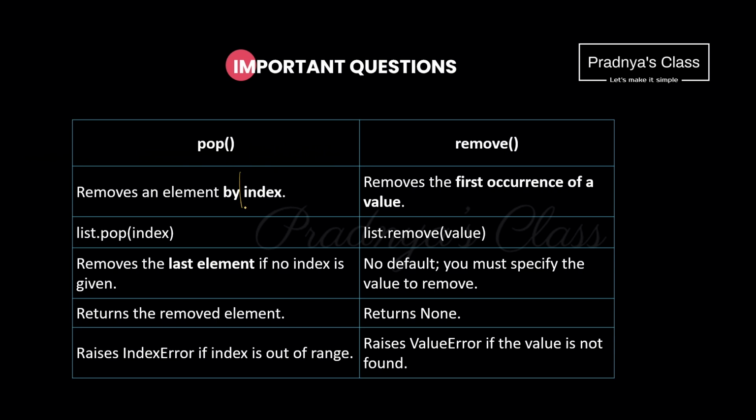The pop method is used to remove the element using the index, whereas in the case of remove we need to write the value. Here is the syntax. If you want, you can write it. By default, pop removes the last element, but with remove you have to write the value. There is no default value. This is also one of the important differences. The pop method returns the removed element, but the remove method doesn't return anything. If you try to print it, you will get None.